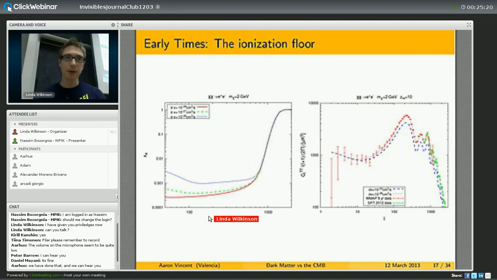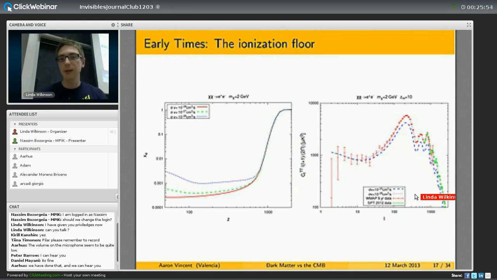On the left-hand side, you have the ionization fraction, Xe, as a function of redshift. Normally the ionization fraction would decrease as the universe continues to expand and hit some floor around here. Whereas when you add dark matter, it decreases, but it hits some floor that's a bit larger. So you have those extra ions in the universe that the CMB photons can scatter on. So your surface of last scattering is not where you would expect it to be.